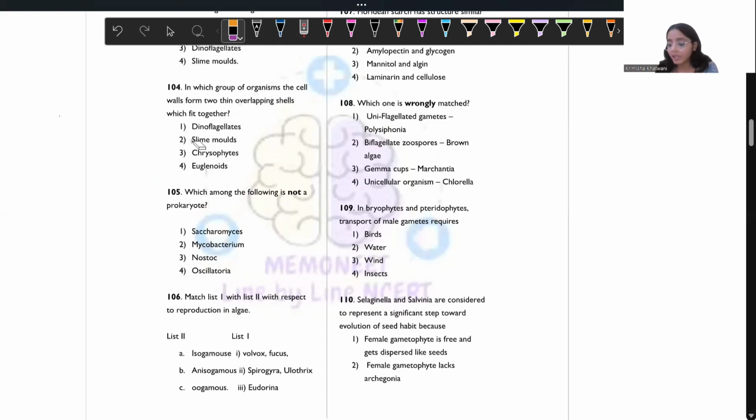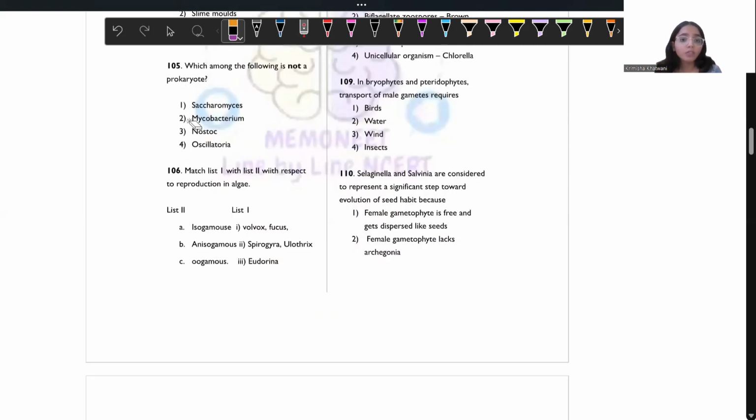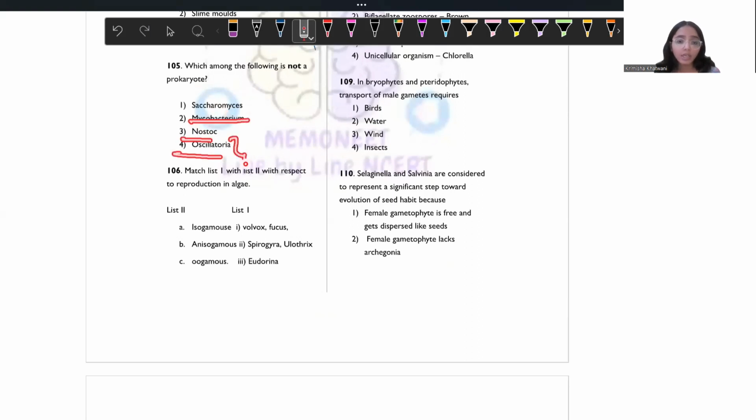Understood? So the next question is 5. It says, which among the following is not a prokaryote? So this is very easy. Mycobacterium is nothing but a bacteria. Nostoc and Oscillatoria are nitrogen fixing bacteria. So the answer is option 1, Saccharomyces, which is nothing but yeast. It comes under kingdom fungi, and fungi are eukaryotes. Understood? So this was question number 5.